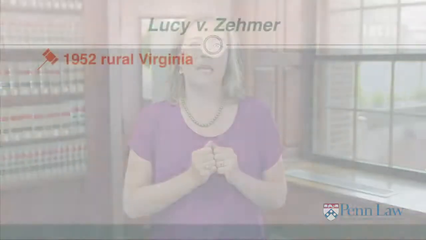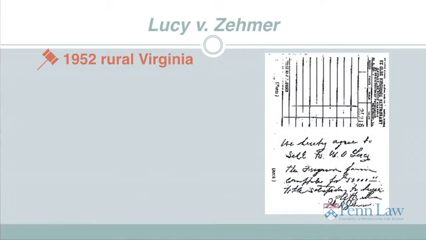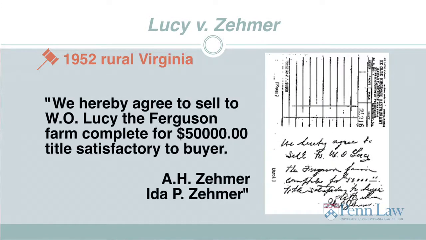So now let's make things a bit more complicated, which we will do in the traditional way, namely by getting everybody drunk. So in 1952, in a rural Virginia tavern, A.H. Zemmer wrote this contract to sell his farm to an acquaintance, W.O. Lucy, for $50,000. When Lucy tried to enforce the contract, Zemmer responded that when he wrote the deal up, he was high as a Georgia pine, and that in fact they were just a bunch of 2 doggone drunks bluffing to see who could talk the biggest and say the most.